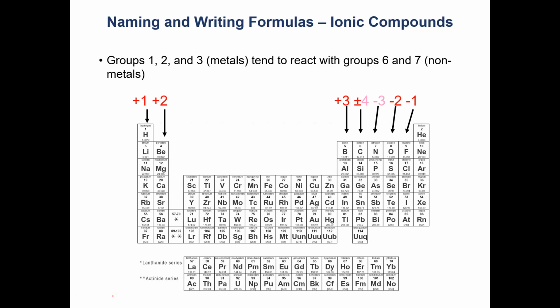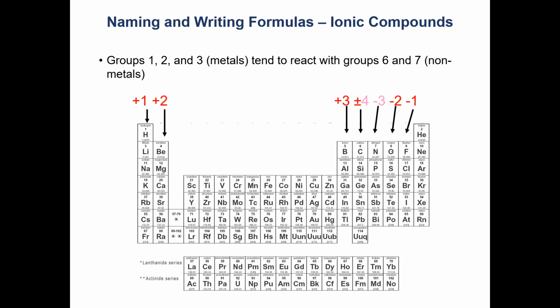Now, when we name and write formulas for ionic compounds, we first need to know what the charges on those elements are. And we know what the charges are by what group they're in. Elements in group 1 or 1A always have a 1 positive charge. Elements in group 2 or 2A always have a positive 2 charge. And elements in group 3A or 13 always have a positive 3 charge. If we go over to the halogens, those always have a negative 1 charge.